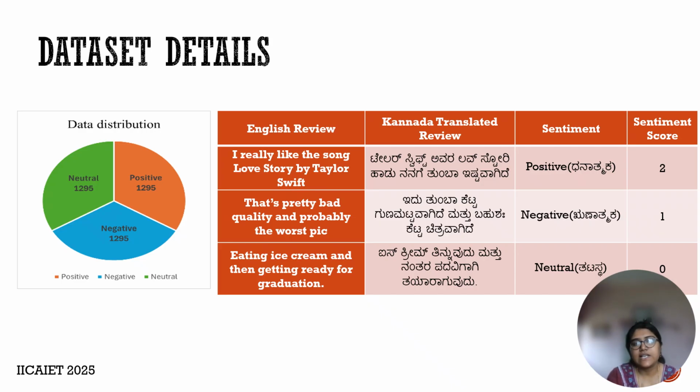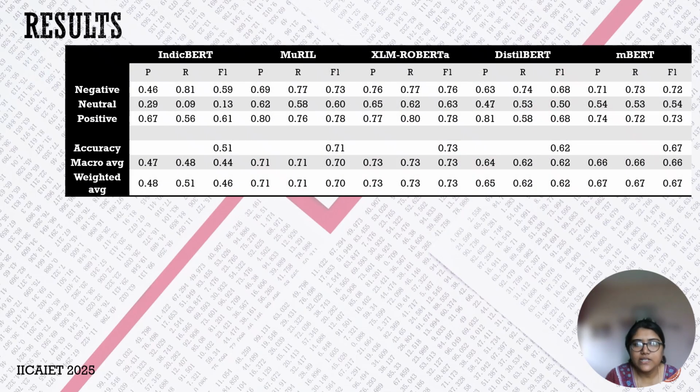Translation solves the data scarcity problem but introduces some errors and vocabulary mismatches. Despite that, it solves the problem of the scarcity of data that is very much required for low resource languages. Next, let's go to the results.